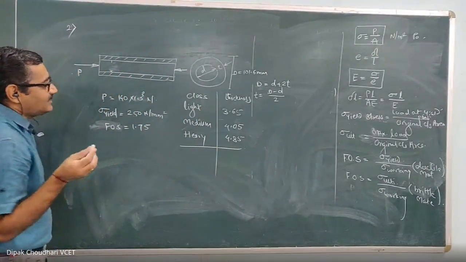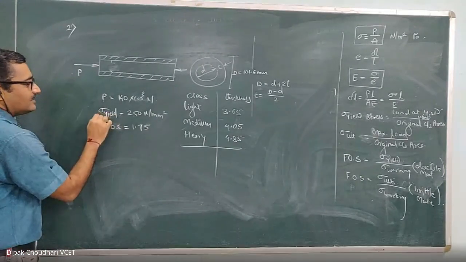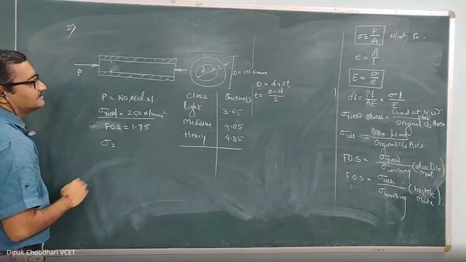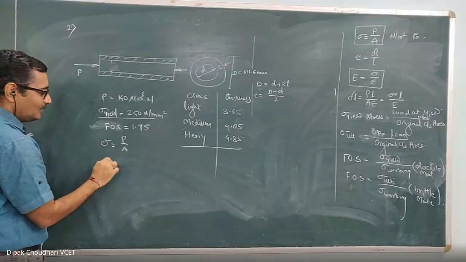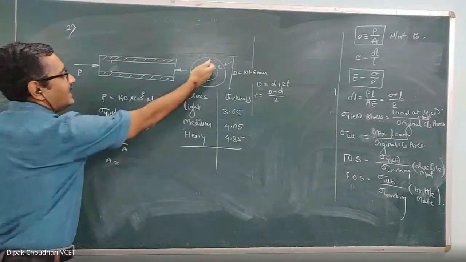One thing before starting: don't do it like that. Directly we will use this yield stress and this P upon A. You will get this area, and then with the help of this area, calculate the thickness.